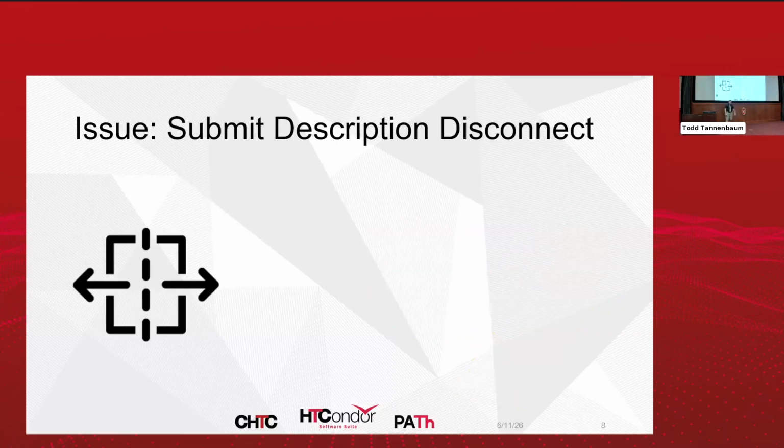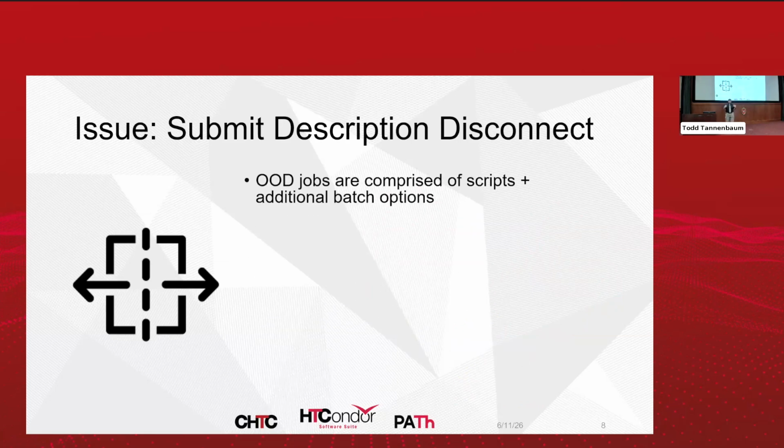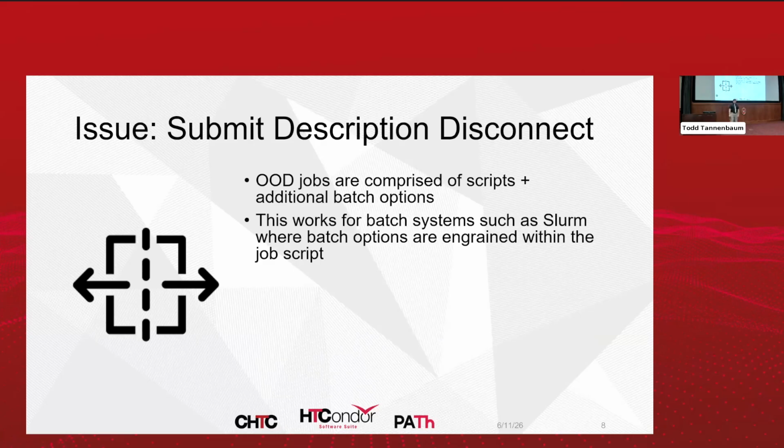The second issue I saw was submit description disconnect. So in Slurm land, when on-demand, jobs are composed of scripts or executables to run and a bunch of additional batch options for input, amount of resources I need and that sort of stuff. This is perfect for batch systems such as Slurm, where all of this information is actually ingrained in the batch script that they're submitting, right? You have all your SBatch commands at the top of your shell script, and then there's all your shell stuff to run.